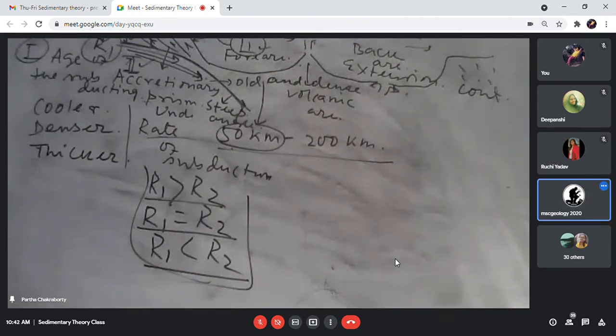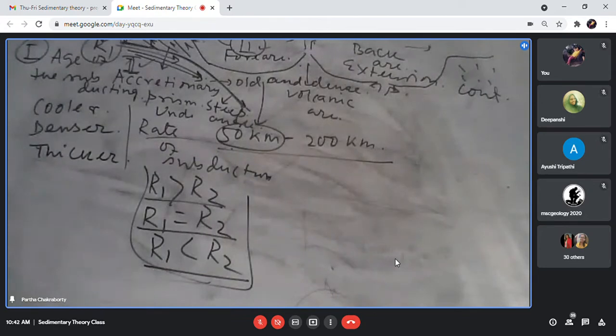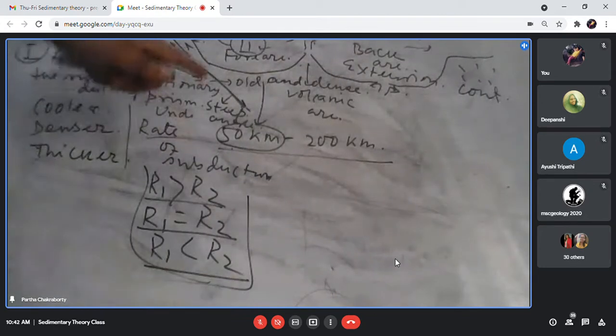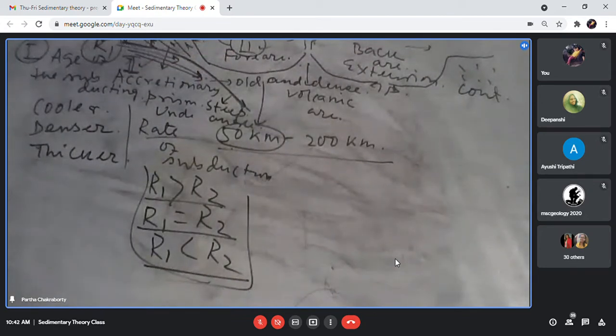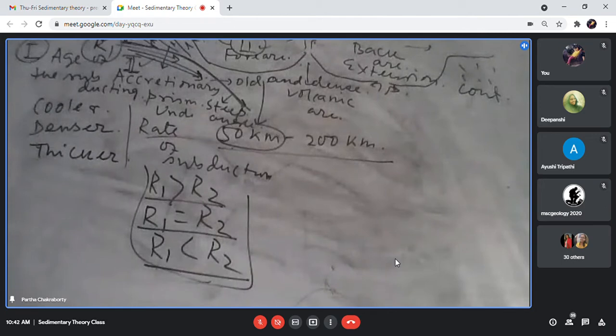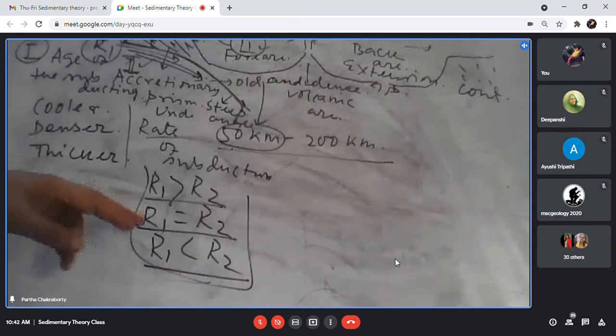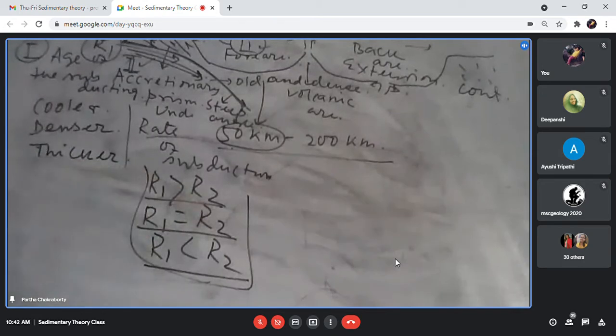Yes, sir. Okay. And that only happens when you have a higher rate of subduction than the rate of convergence, which is very typical of the western margin of the Pacific. Now we come to the situation where R1 equals R2.